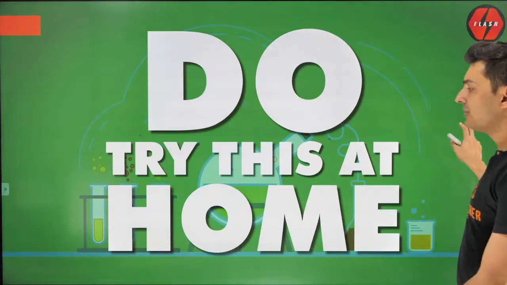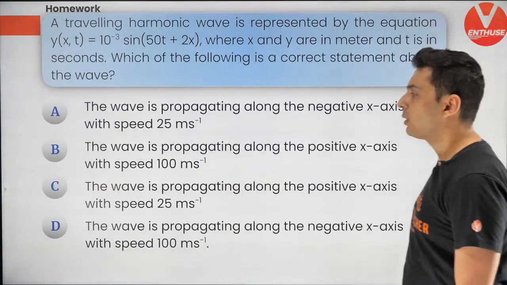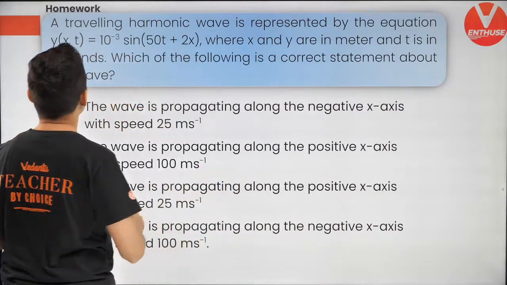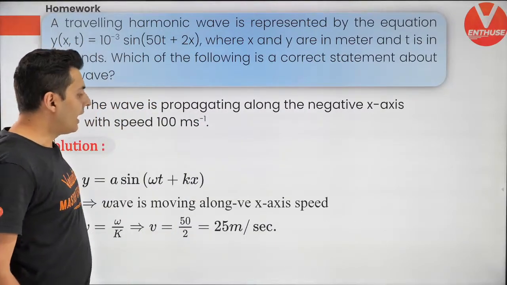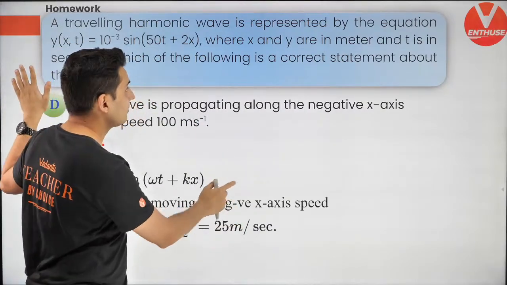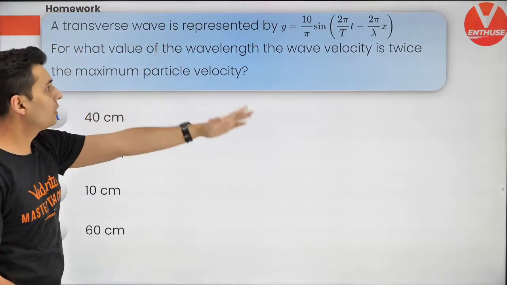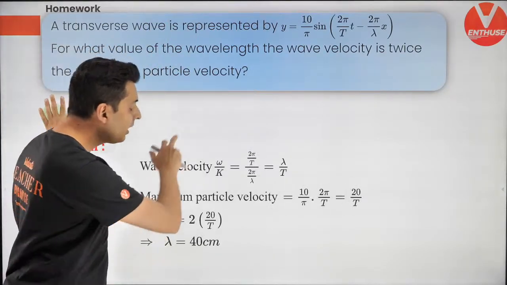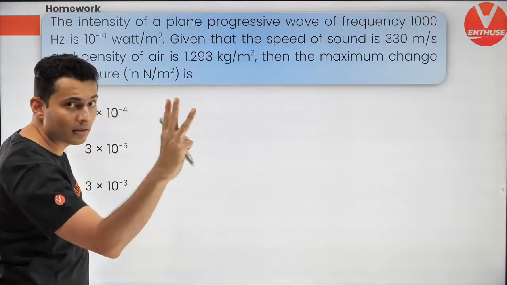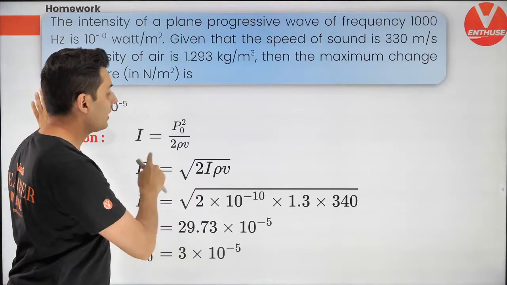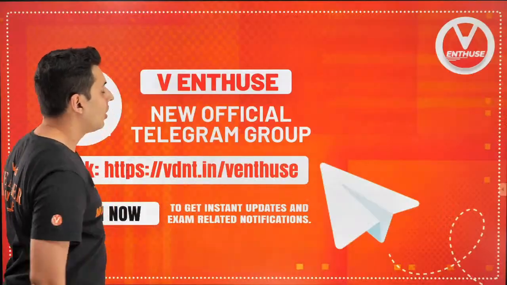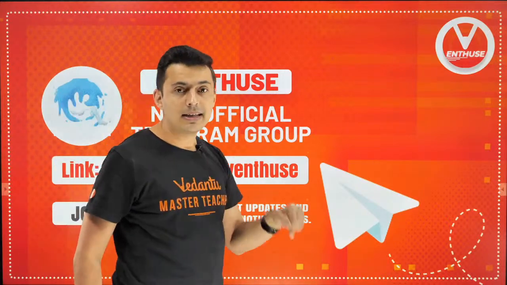Now these are your homework problems. First homework problem. Okay, then answers and solutions are there in the PDF. Second homework problem, again answers are there. Third homework problem, again answers are there. Okay, all of that is there in the link below.